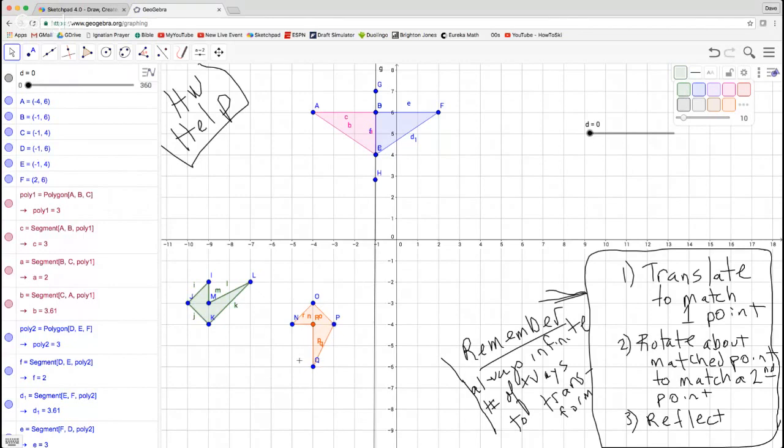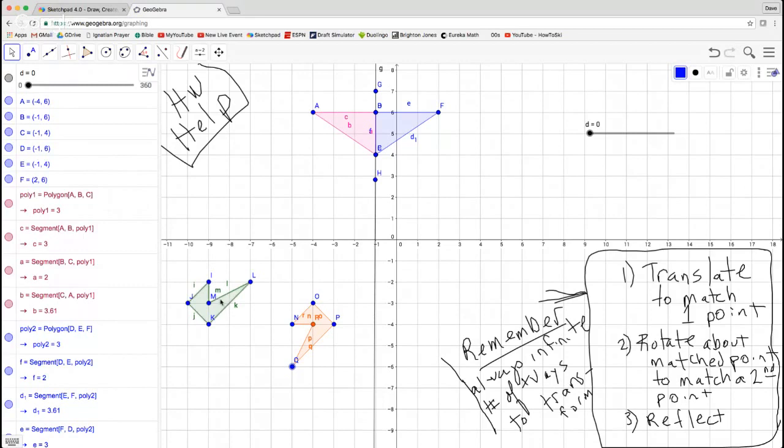Okay, so the question here is, are these objects congruent? Now there are two ways we can show congruence, and we're going to do it both ways. The first thing is, can you match up these objects on top of each other?